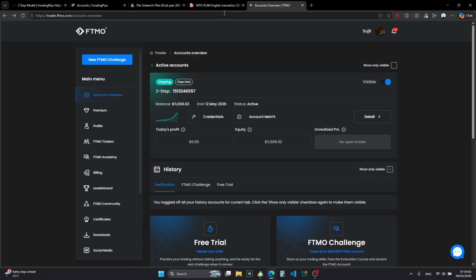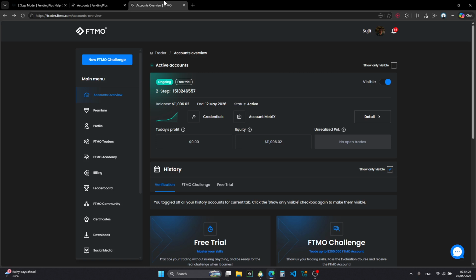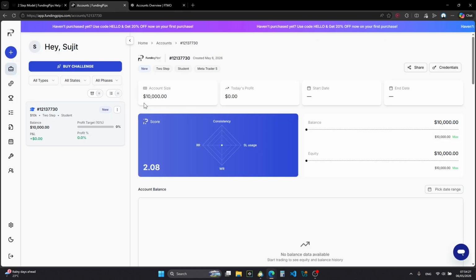That's it. So I actually bought a Funding Pips 10K challenge. It was about $48 after using the code. You can say it's a real account, a real demo account. FTMO was a trial account, and this is a real demo account. You know how prop firms work.